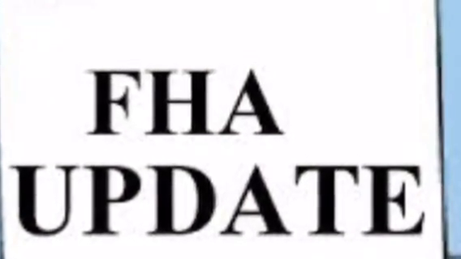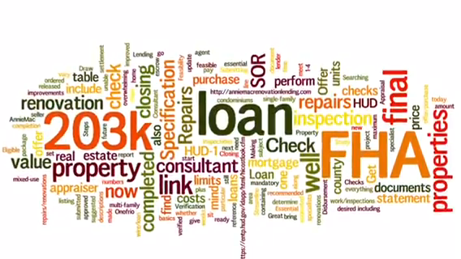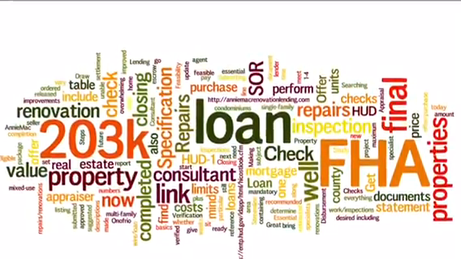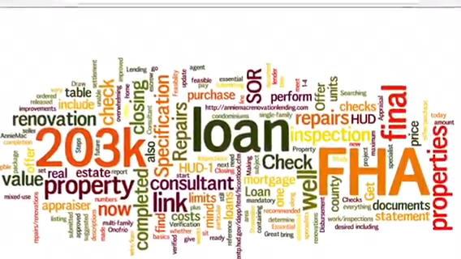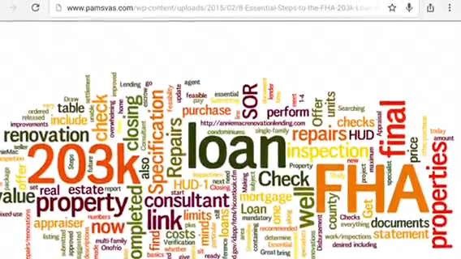So what's the difference between an FHA and a conventional loan? FHA loans generally have a lower down payment requirement. The property must meet minimum property requirements in order to qualify for an FHA loan.